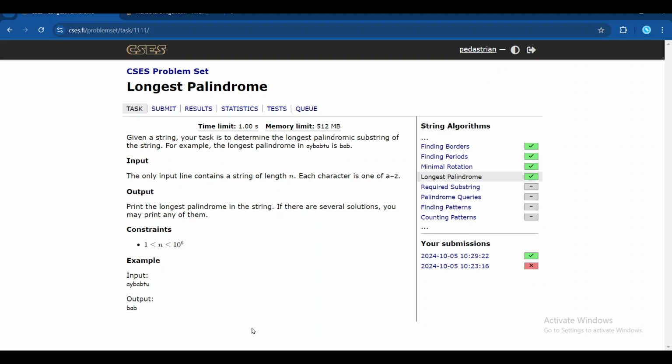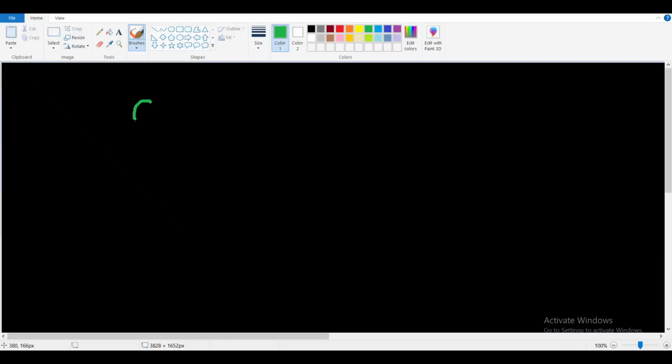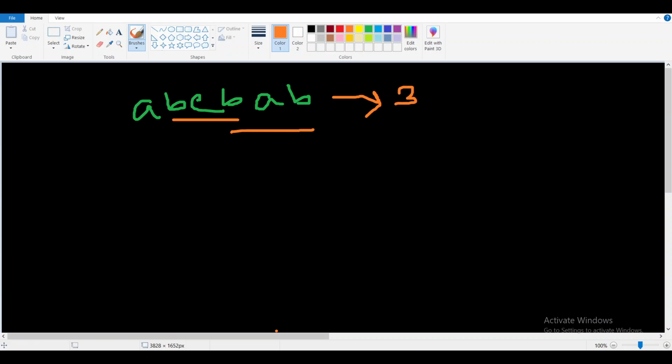Okay. So here let's take one example. Let's say we have something like ABCBAB. Here there are two substrings, BCB and BAB, which are palindromes. I am not going to explain what a palindrome is. It is when we read from front, it is the same as when we read from back. So the longest palindromic substring is of length 3, which is either BCB or BAB.